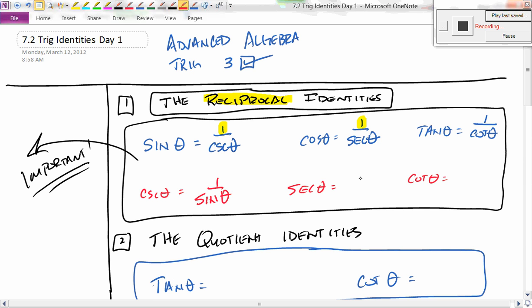And the secant theta has to be 1 over what? And then lastly, cotangent has to be what? There you go, right? These are called the reciprocal identities. They're pretty straightforward. You need to know that they exist and that we can use them when we need to simplify trig identities, which we'll be doing later on. So that part's super important. That's the first major concept, the reciprocal identities for us.